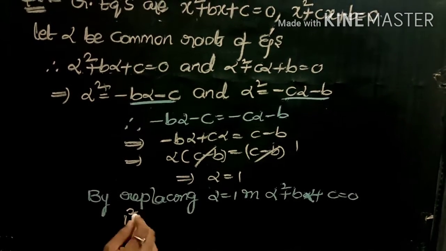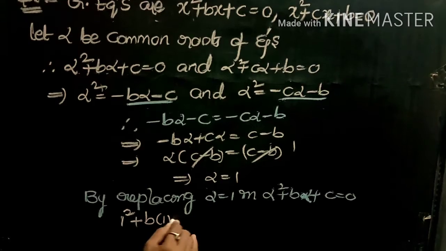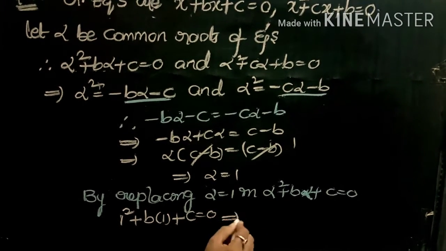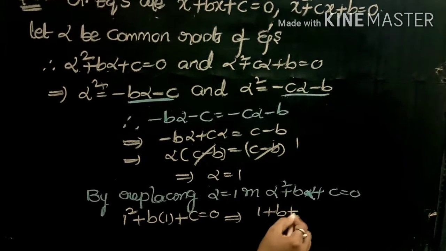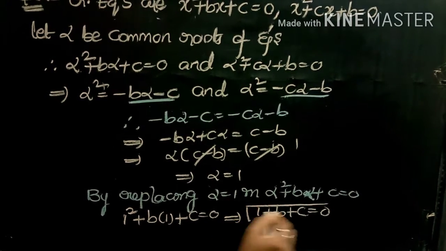That is 1 square plus b into 1 plus c is equal to 0, which implies 1 plus b plus c equal to 0, which is the required condition.